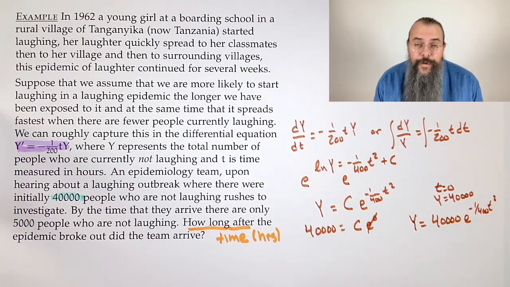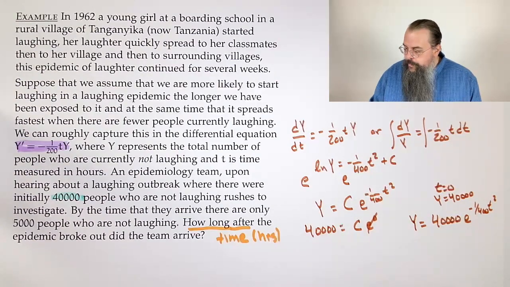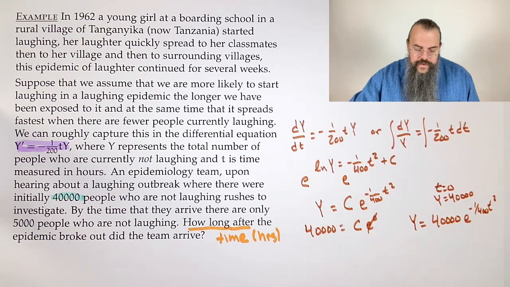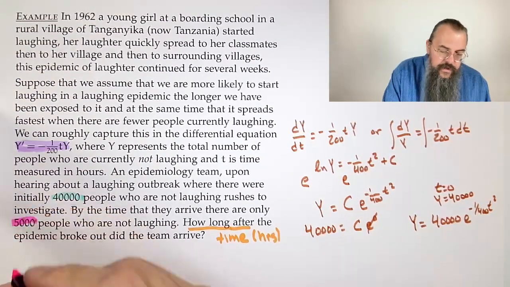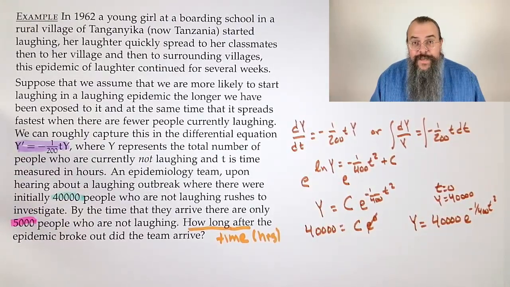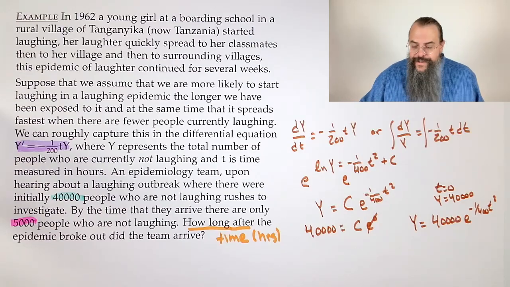So we're almost done. What's left? So now we say, okay, what are we interested in? Well, we're interested in at what time do we have 5,000 people who are not laughing? If we can solve for that, life is good. So let's go ahead and solve for that. And then life will be good. So let's see.